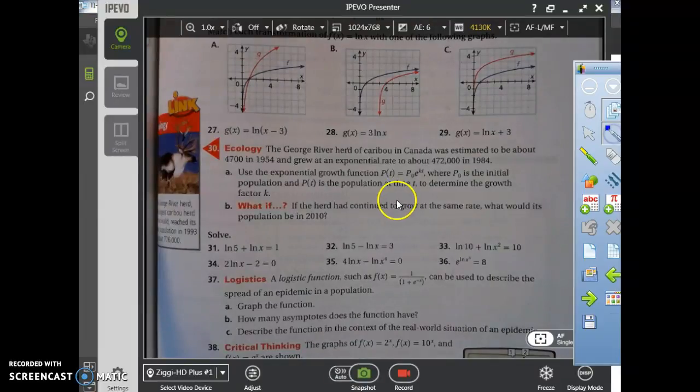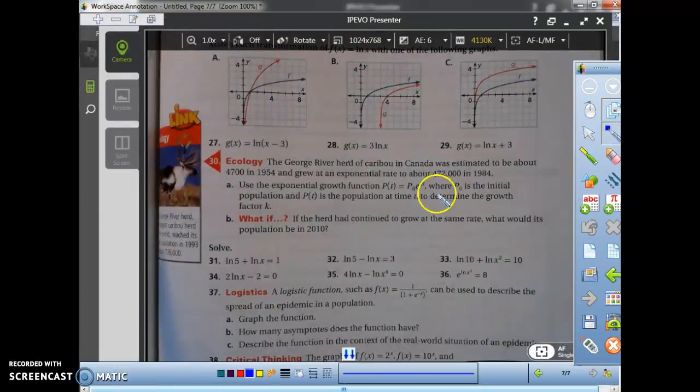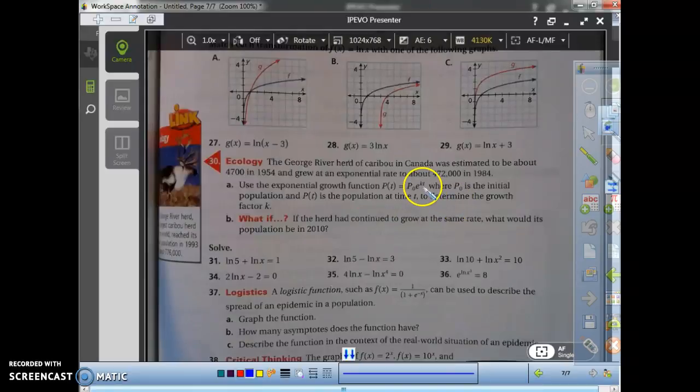Okay, so this is basically like a PERT problem. It's the exact same equation that we had used like yesterday in the paleontology example. Remember that? The only difference is here K is positive because it's a growth. If K is negative, it's a decay type of problem.